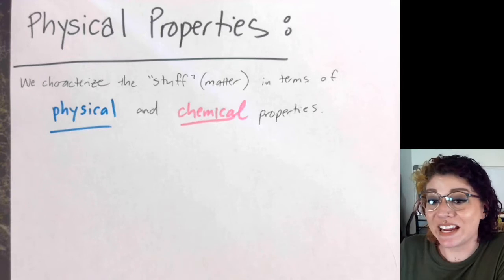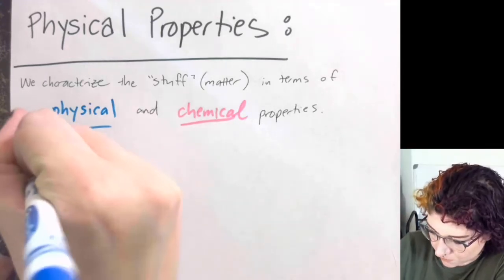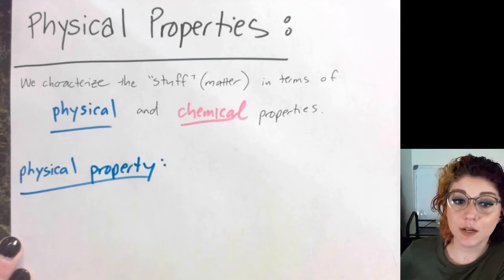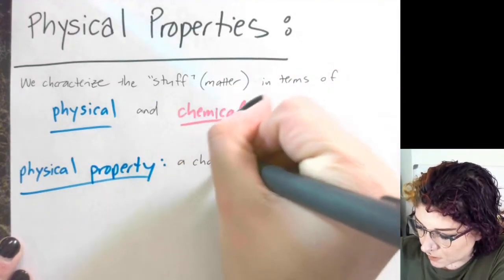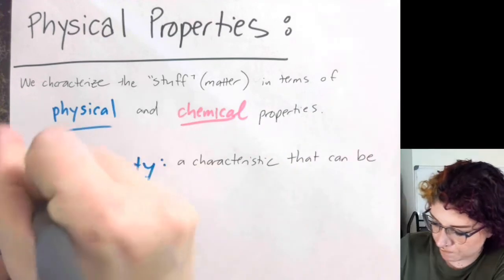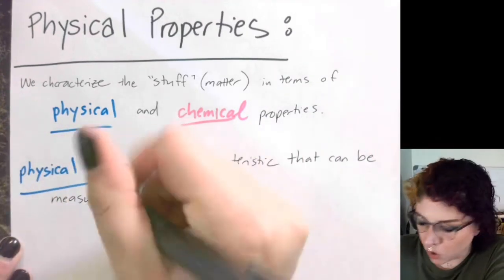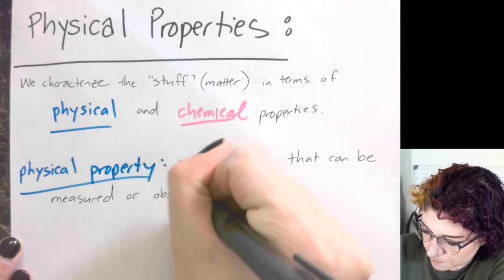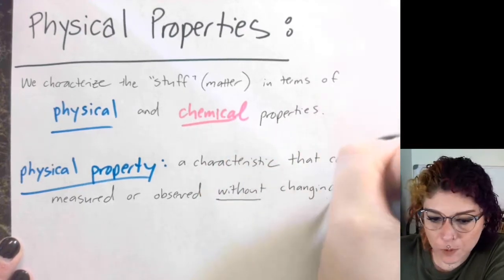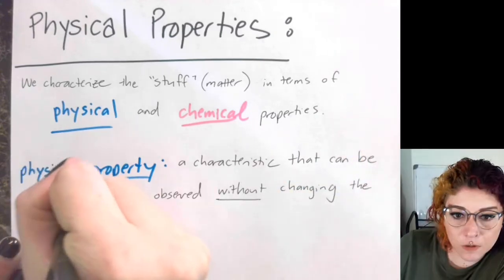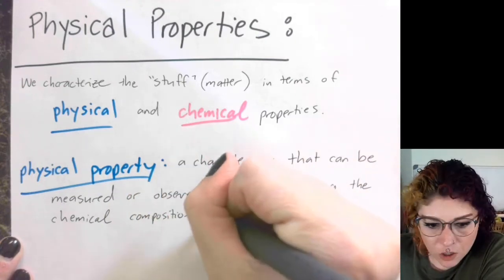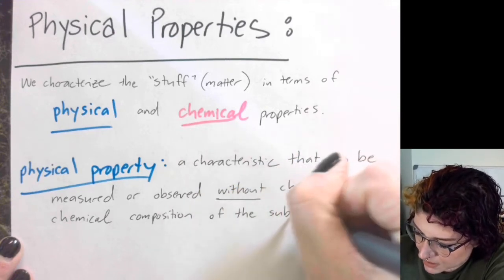Let's first define what a physical property is. So, physical property. This is a characteristic that can be measured or observed without changing the chemical composition of the substance.